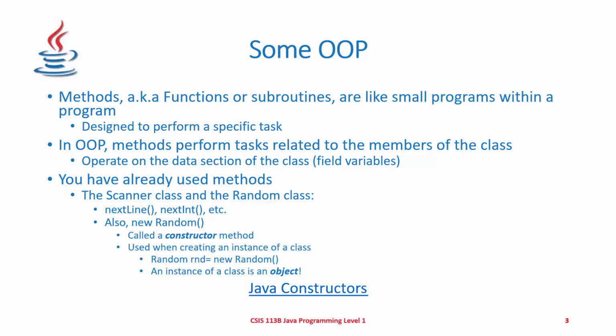And you have already been using methods. The Scanner class and the Random class would be examples. For the Scanner class, you've used its nextLine method and its nextInt method. Also, you've used a method from the Random class as well. And we'll talk a little bit about what's called a constructor method, which is used when you're creating new classes. It basically defines what parameters the class will accept.